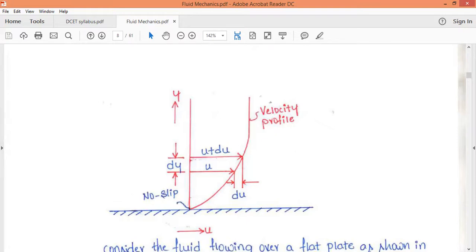Because of the no-slip boundary condition, meaning because of the adhesive force between the first layer of the fluid and the surface of the solid, the first layer of the fluid elements gets adhered or sticks onto the solid surface. Therefore, the no-slip boundary condition occurs here, and the velocity of the fluid particles in contact with the solid surface will be zero. Now, if we move in the upward direction, a velocity gradient occurs, meaning the velocity increases. Let us consider two layers separated by a small distance dy. Let the bottom layer have the lower velocity u, and the top layer have the higher velocity u plus du, then the difference in velocity will be du, right?